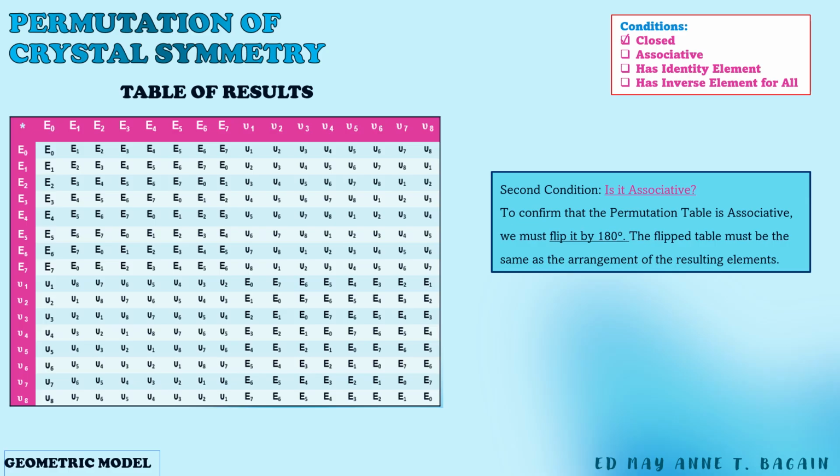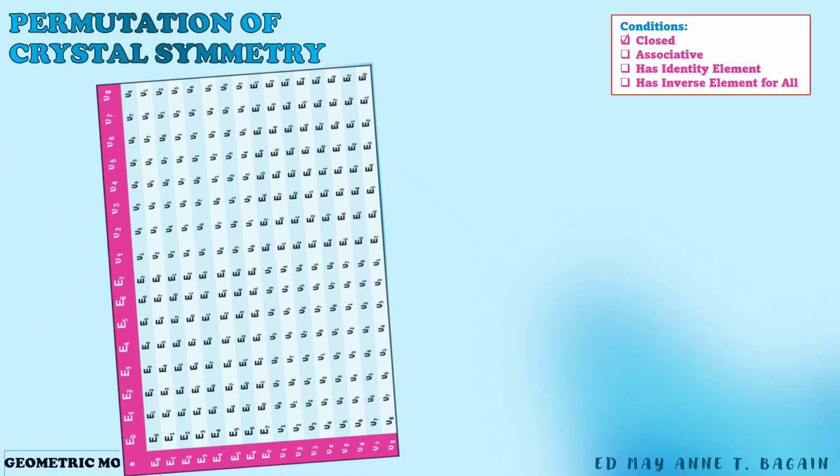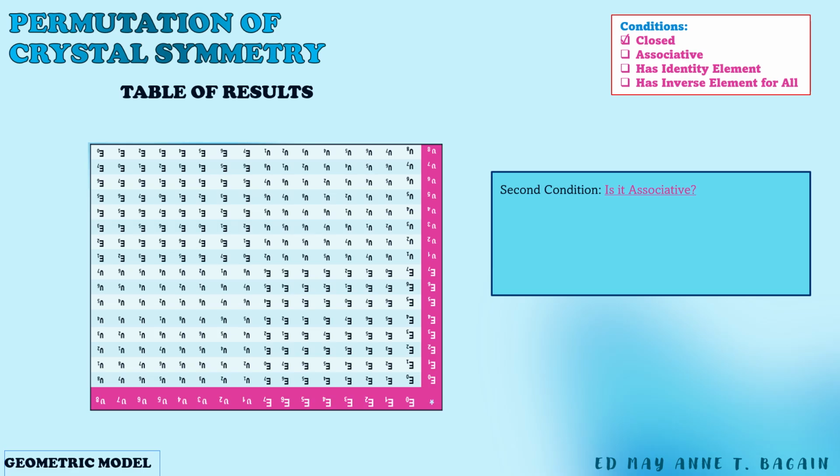Second condition, is it associative? To confirm that the permutation table is associative, we must flip it by 180 degrees. The flipped table must be the same as the arrangement of the resulting elements. So why don't we flip it? Ta-da! Okay, so as we can see, it is flipped now.